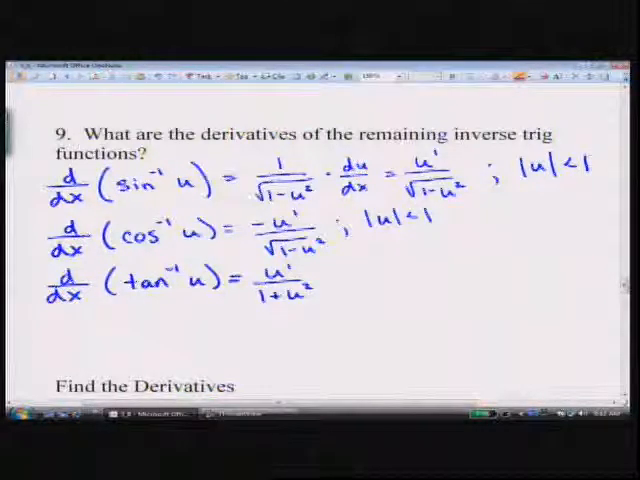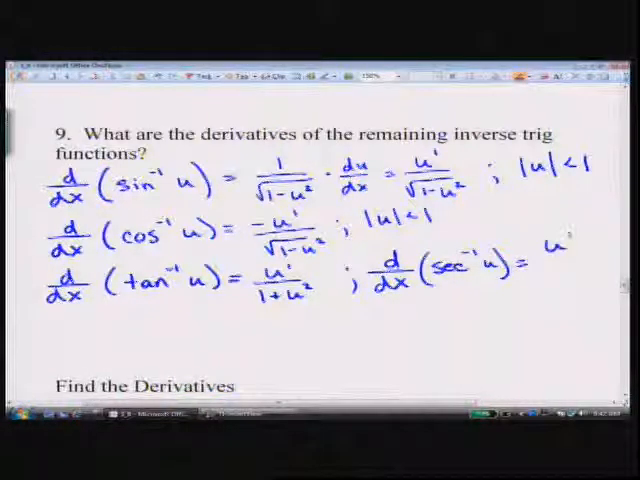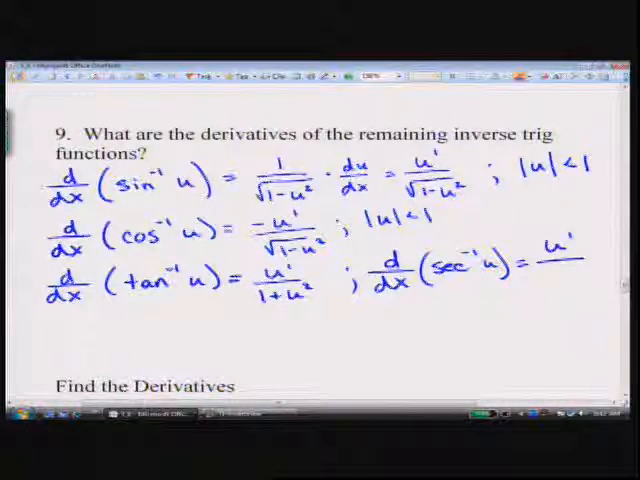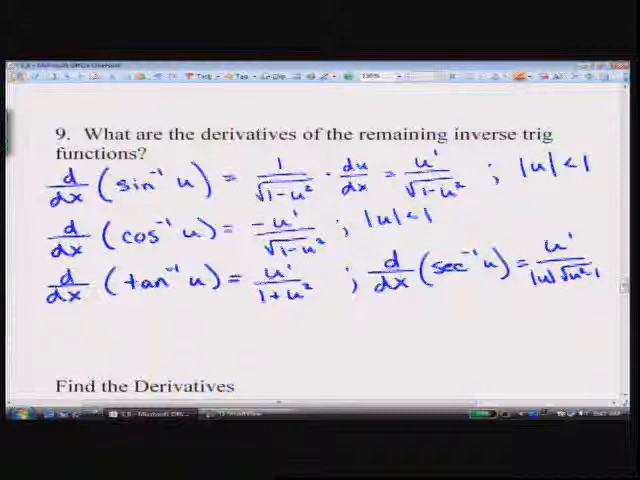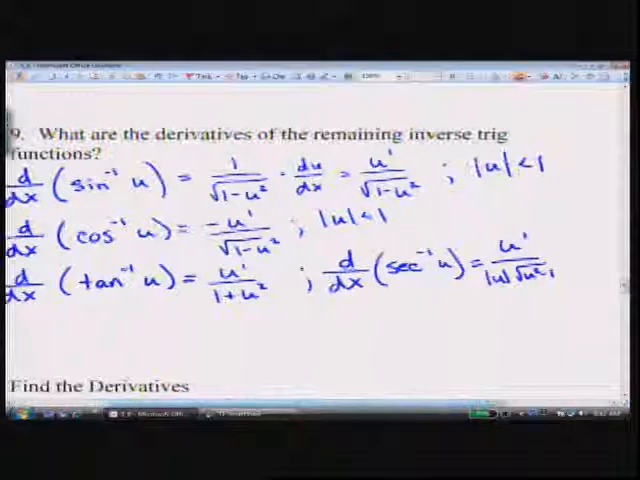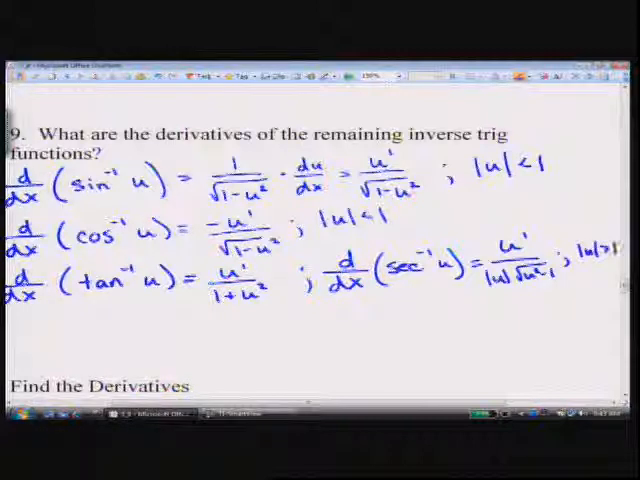And for some reason, the inverse secant shows up a lot in nature, so that one may be worth memorizing too. The derivative with respect to x of the inverse secant of u is equal to, this is a weird one, u prime over the absolute value of u times the square root of u squared minus 1. And the restriction on that one is that the absolute value of u has to be greater than 1.